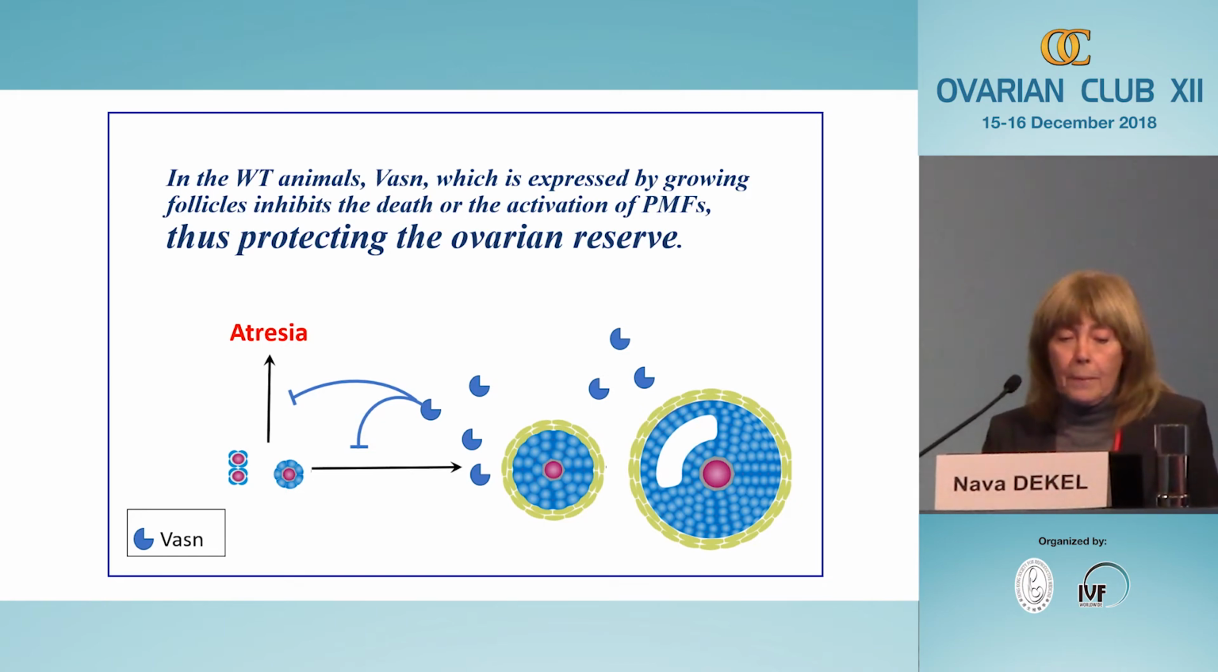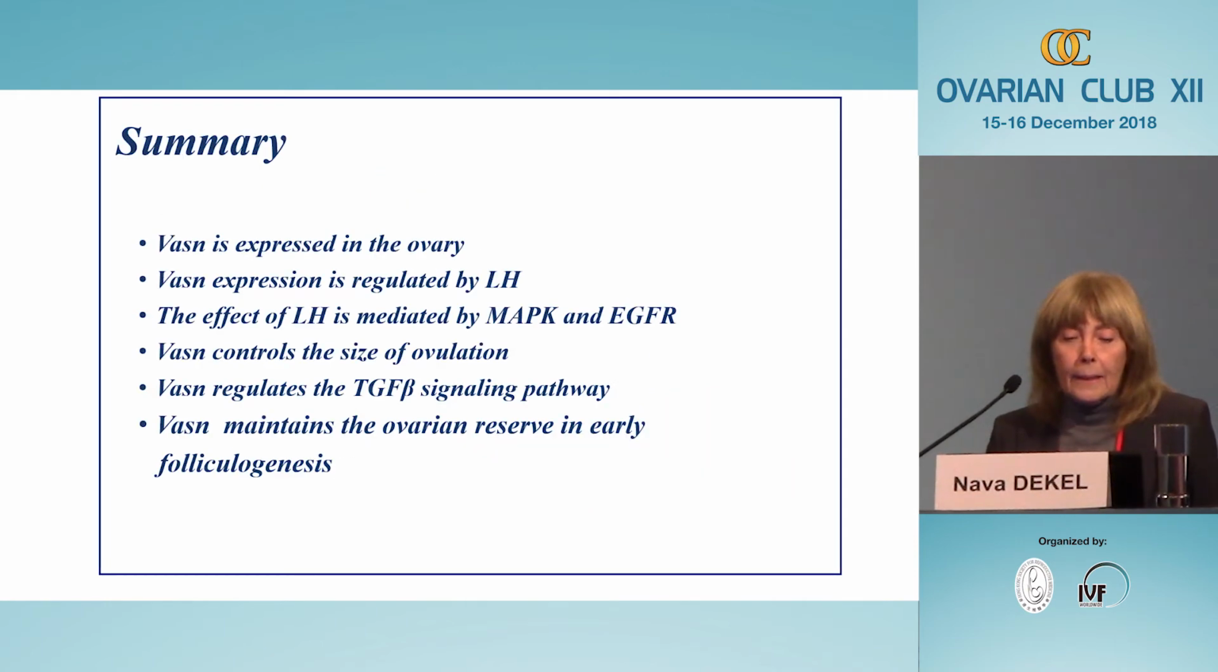And to summarize, I hope that I convinced you today that Vasorin is expressed in the ovary. Vasorin expression is regulated by LH. The effect of LH is mediated by MAP kinase and the EGF receptor. And Vasorin controls the size of ovulation. Vasorin regulates the TGF-beta signaling pathway in the ovary, and Vasorin maintains the ovarian reserve in early folliculogenesis.